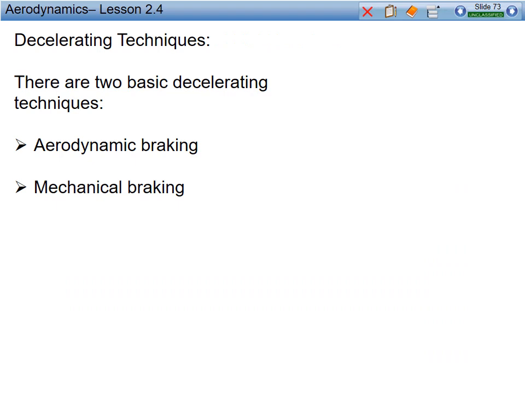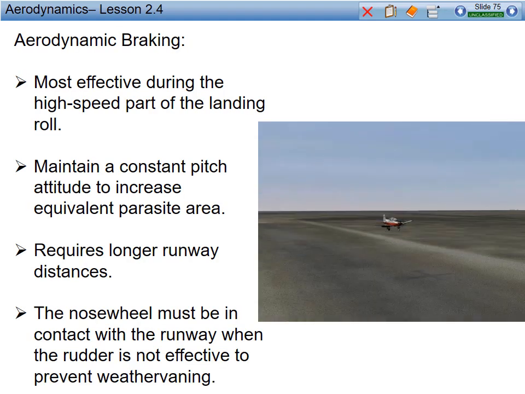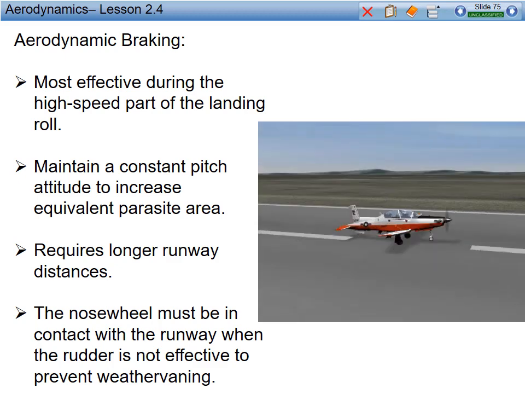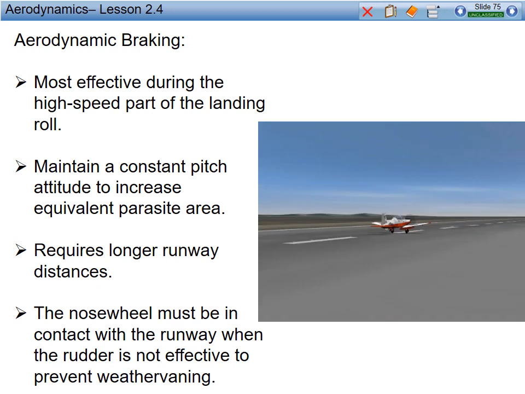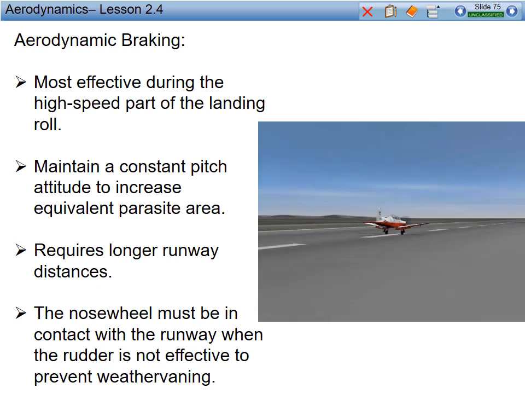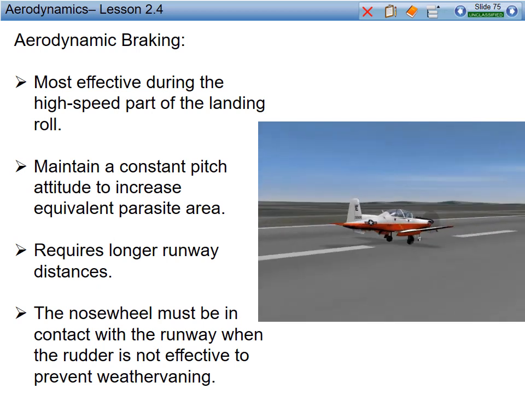Decelerating techniques. There are two basic decelerating techniques: aerodynamic braking and mechanical braking. Aerodynamic braking is most effective during the high-speed part of the landing roll. Maintain a constant pitch attitude to increase the equivalent parasite area. This braking action requires longer runway distances, and it is important that the nose wheel comes into contact with the runway prior to the rudder losing effectiveness. If the nose wheel is not in contact with the ground prior to losing rudder effectiveness, the airplane will weathervane into the relative wind and possibly cause the airplane to depart the runway surface.